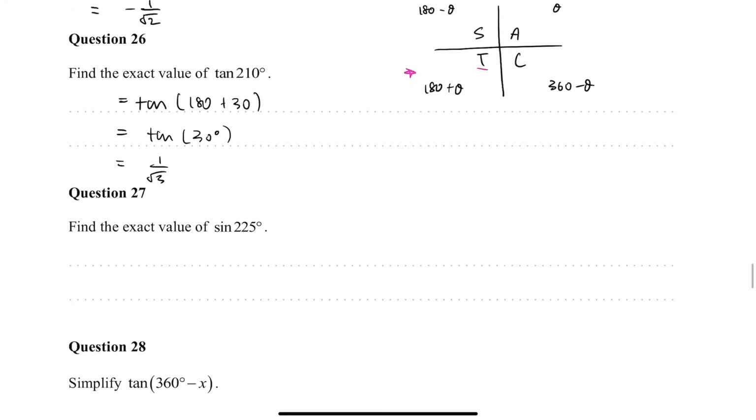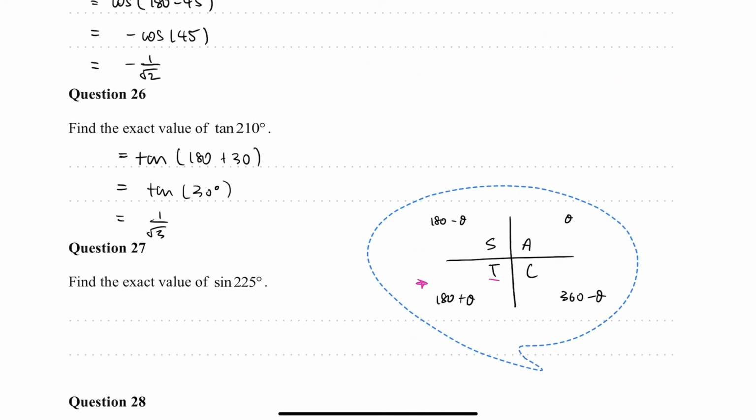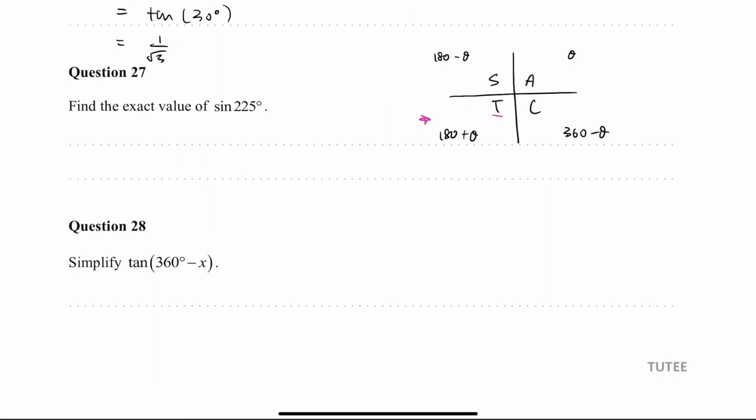Okay, and let's just do a couple more, and let's continue bringing this down with us. We have sine 225. 225 is again in the third quadrant. So sine of 180 plus 45 degrees equals, in the third quadrant, only tan is positive, which means sine is negative. Done.